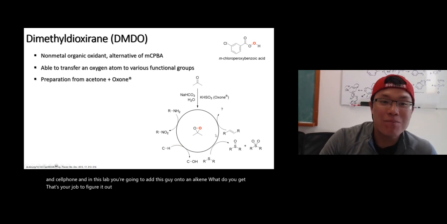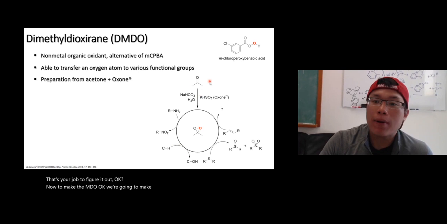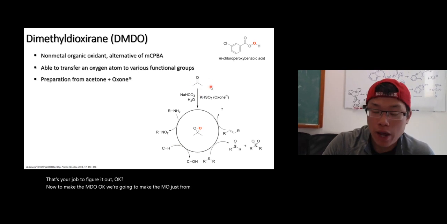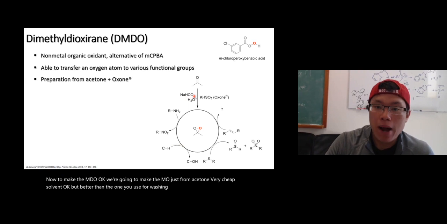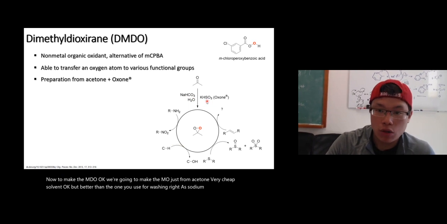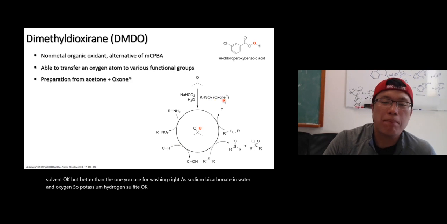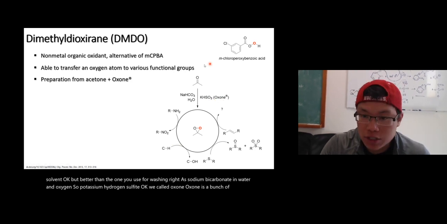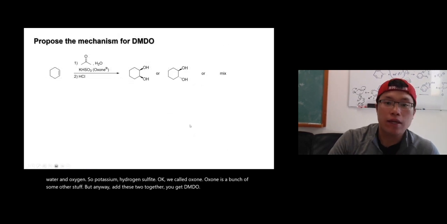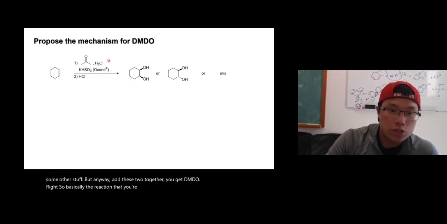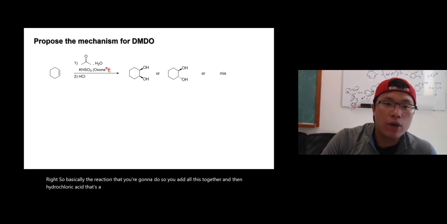Now, to make DMDO, we're going to make it just from acetone, a very cheap solvent, but better grade than the one you use for washing. Add sodium bicarbonate in water and Oxone, potassium hydrogen sulfate, which we call Oxone. Oxone is a bunch of other stuff, but anyway, add these two together, you get DMDO. So basically, the reaction that you're going to do, you add all this together, and then hydrochloric acid, that's a hydrolysis step. Basically, look at the first step.